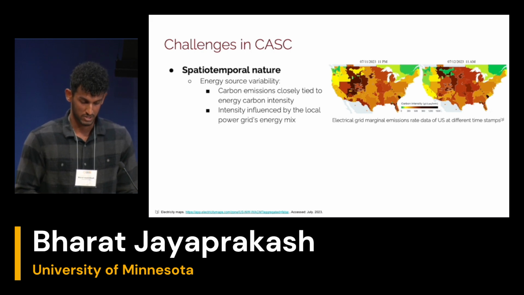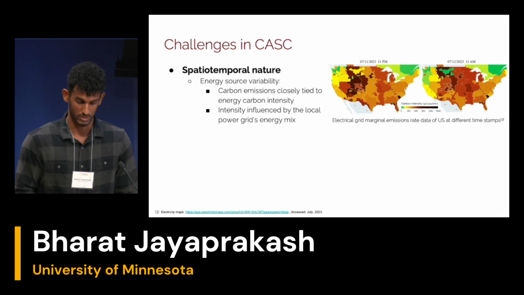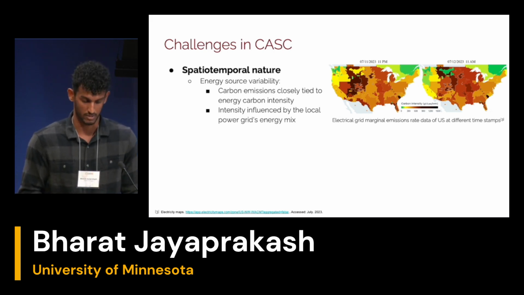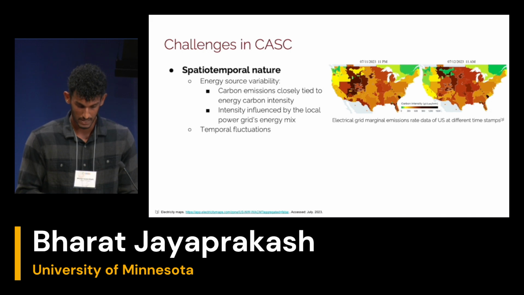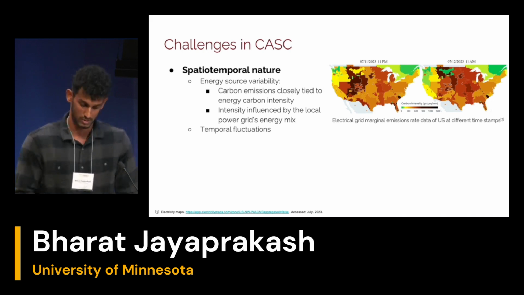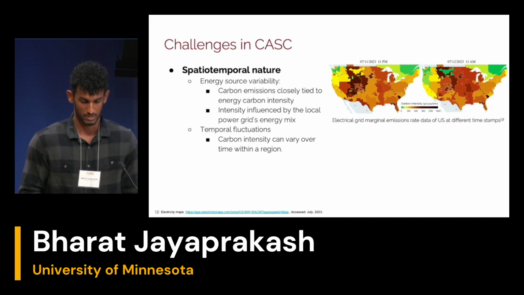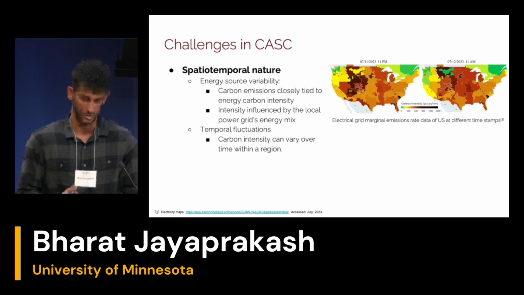And this carbon intensity is highly influenced by the local power grid's energy mix. So the question that you can ask is: is the power grid only using renewable sources, or is it using absolutely no renewable sources, or is it somewhere in between? And the answer to that question is probably going to give you an idea of how carbon intensive that power grid is. Then comes the temporal fluctuations in carbon intensity. Now, carbon intensity is not a static number. It can vary over time, even within a particular power grid.